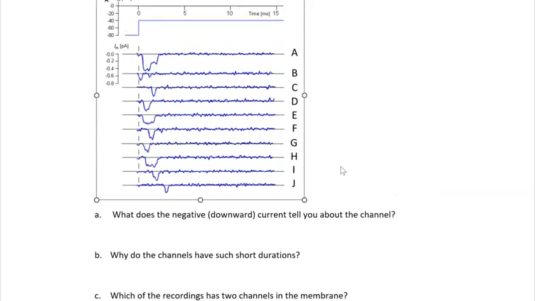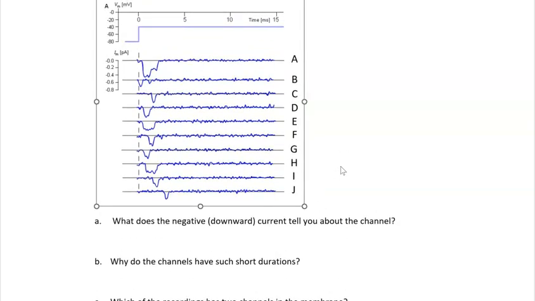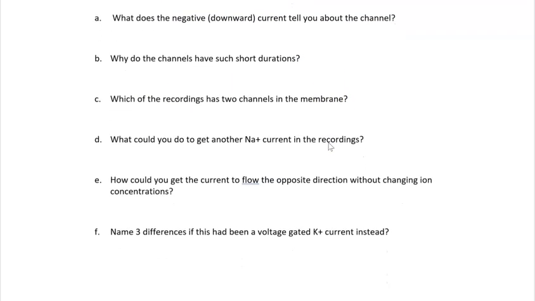And that's purely based on no other changes that are made. You only get one current in each of these. How could we potentially get two? What would we have to change in order to get a second current in there? Then how could you get the current to flow the opposite direction without changing the ion concentrations? So you can't go and mess with sodium concentrations or potassium or anything else.